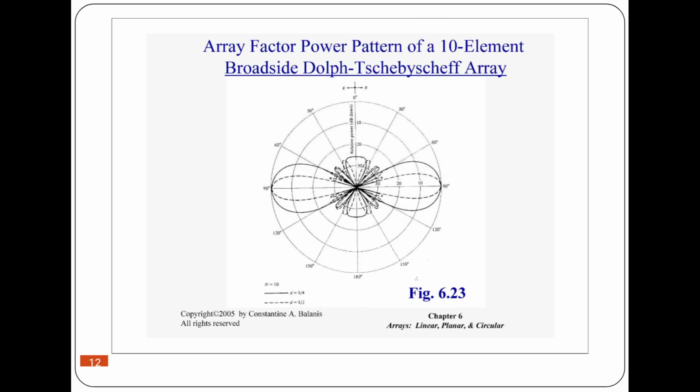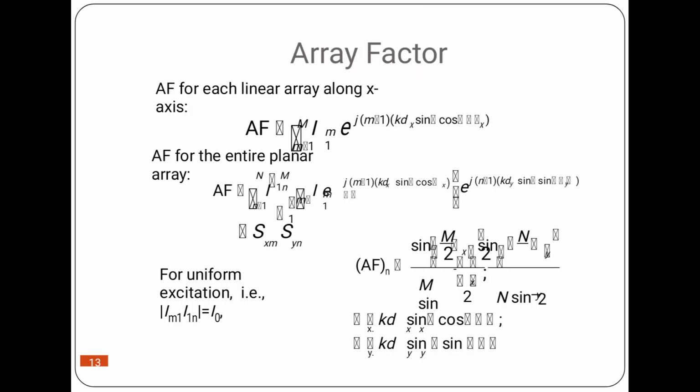Array factor of a pattern of a 10-element broadside Tschebyscheff array. So if you see the pattern, it is a broadside array because it is horizontal to the axis. So it will have the array factor. The array factor can be determined with different values in terms of sine values, and we can compute with uniform excitation, and to obtain it we can use non-uniform excitation.